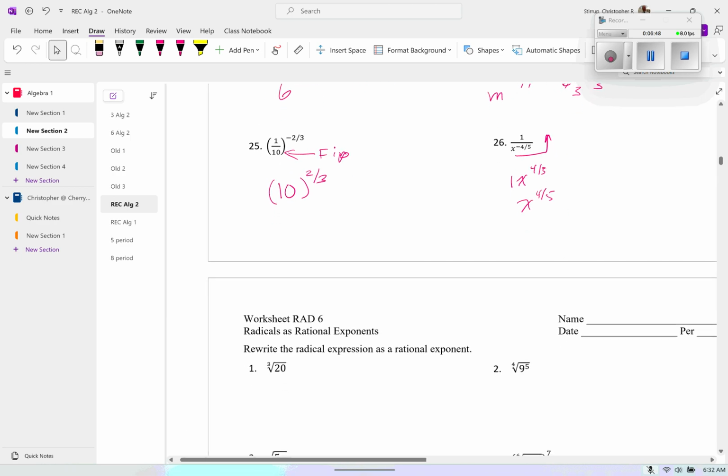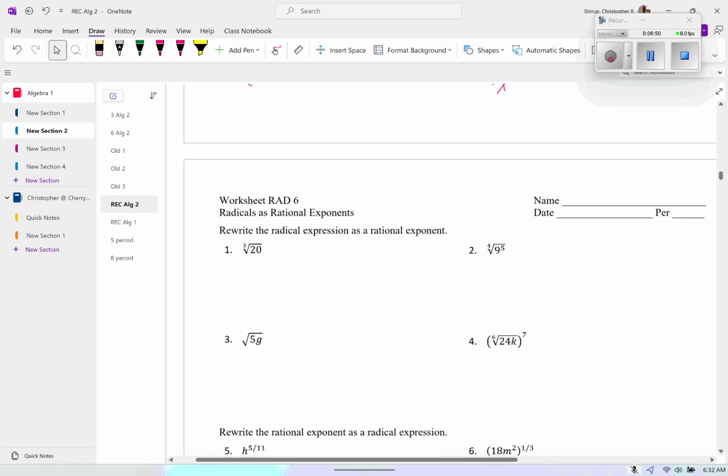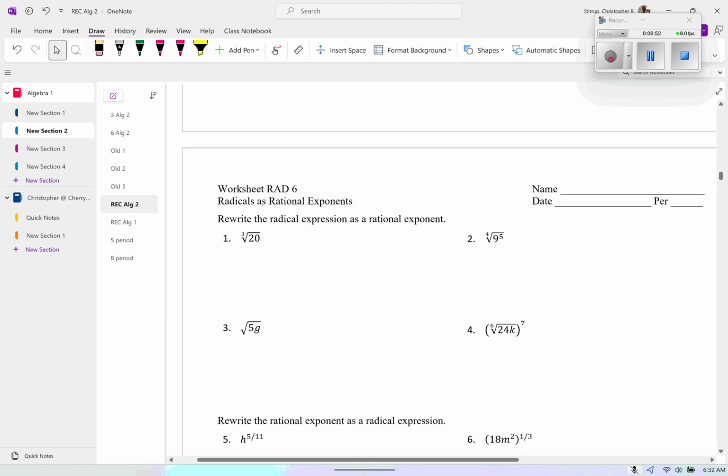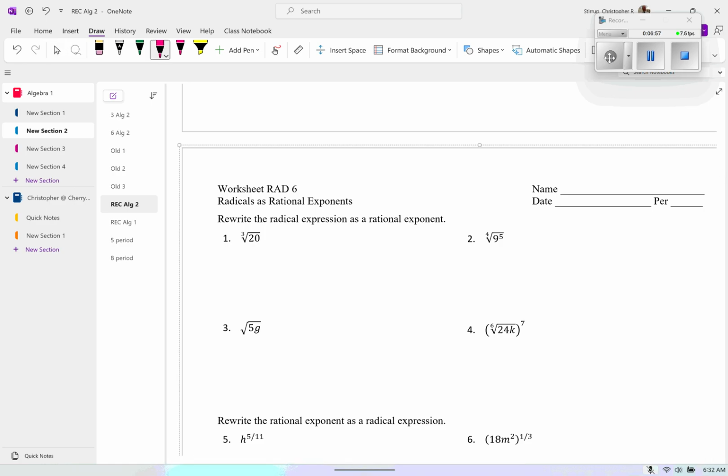All right, so we're going to go right into the worksheet. You should be trying this on your own. Rewrite the rational expression. Okay, so I have the third root of 20. So 20 to the 1/3 power. This is 9 to the 5/4 power. This is 5g in parentheses to the 1/2 power. This is 24k raised to the 7 over 6 power.